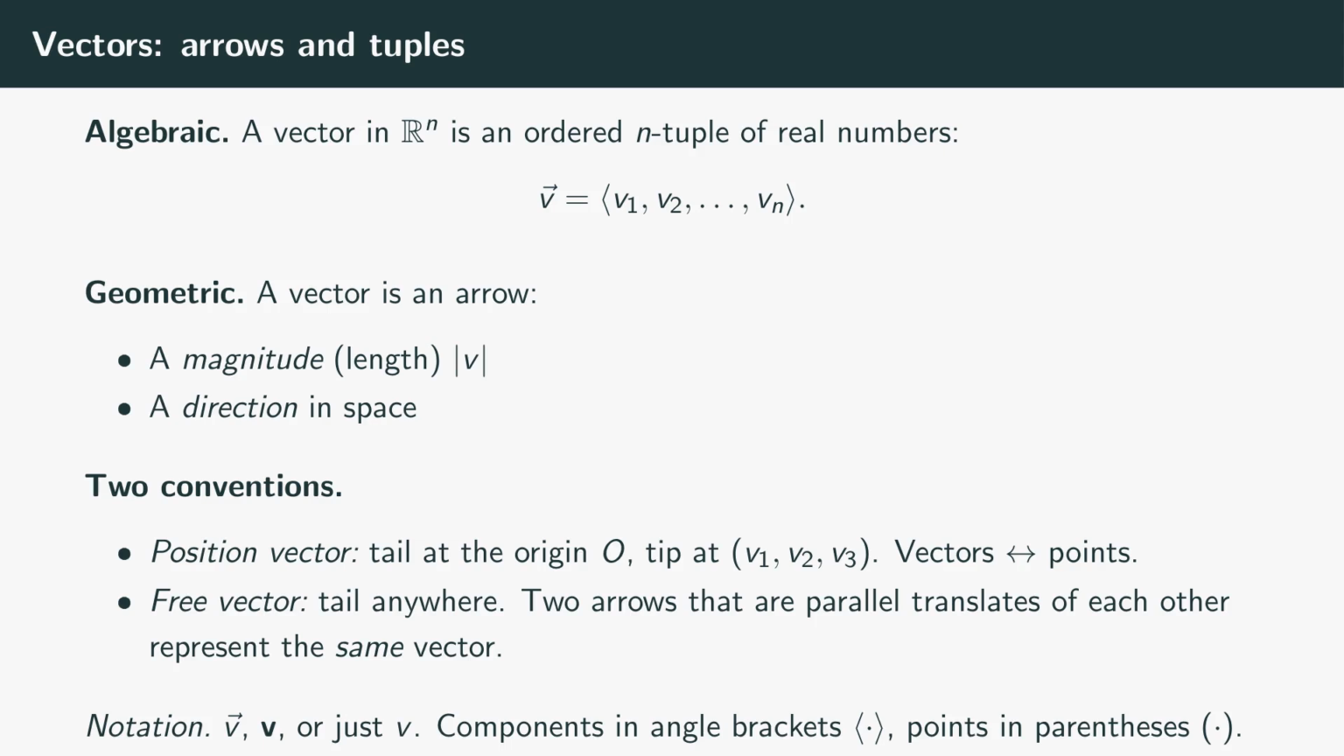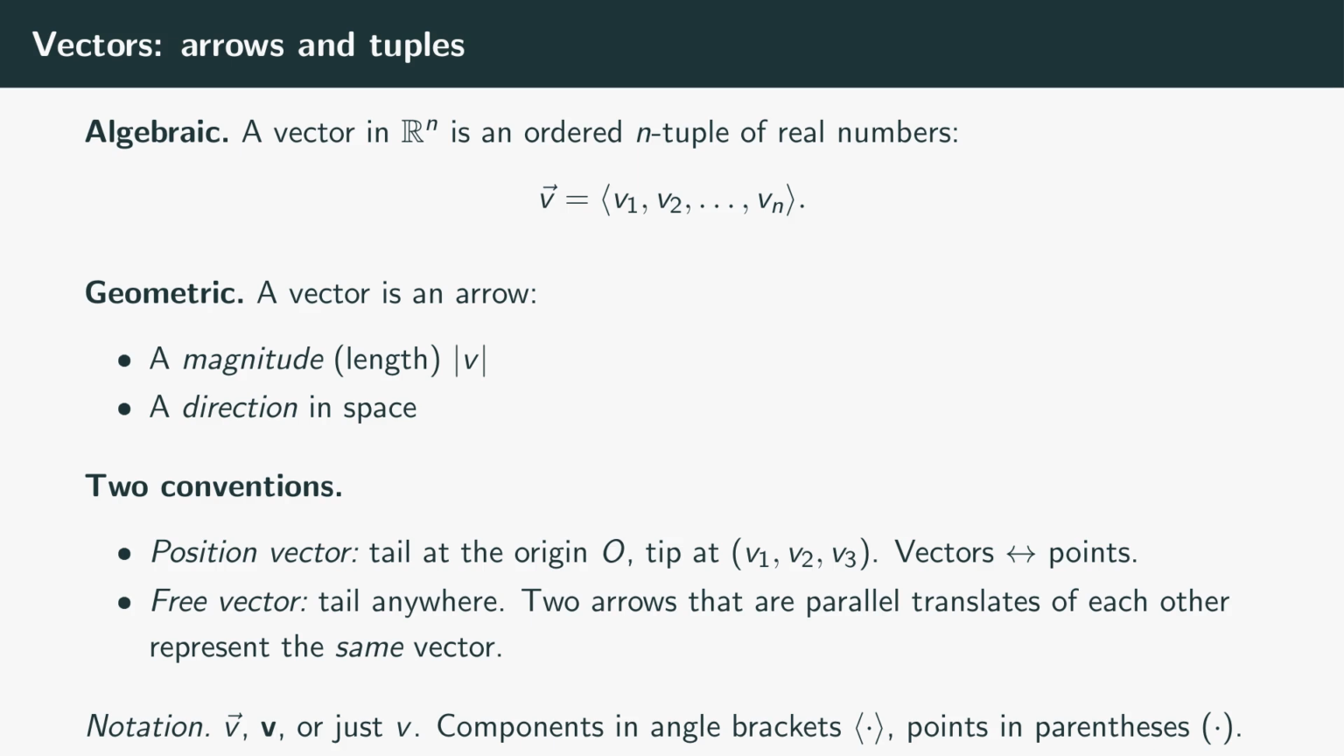A vector has two faces, and you need both. Algebraically, a vector in n-dimensional space is just an ordered list of n real numbers. We write it in angle brackets, v equals the list v1, v2, v3, numbers in, numbers out. That's the perspective you use when you want to compute. Geometrically, a vector is an arrow. It has a length, which we call the magnitude, and a direction in space. That's the perspective you use when you want to understand what a computation means.